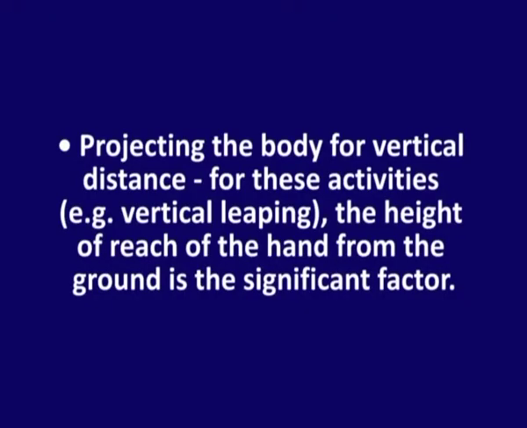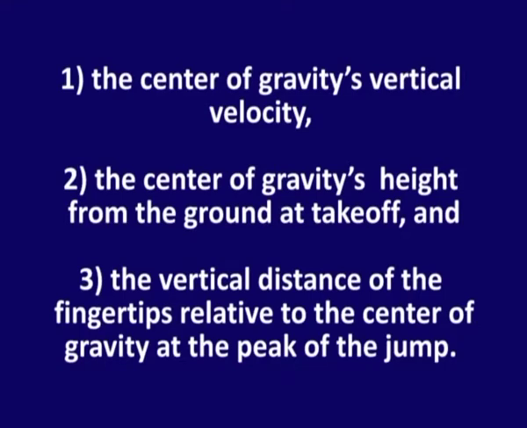Projecting the body for vertical distance. For these activities, for example vertical leaping, the height of reach of the hand from the ground is the significant factor. The following three factors determine the body's reach: the center of gravity's vertical velocity, the center of gravity's height from the ground at takeoff, and the vertical distance of the fingertip relative to the center of gravity at the peak of the jump.